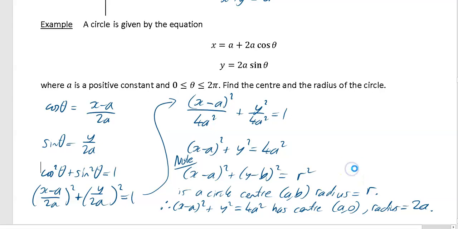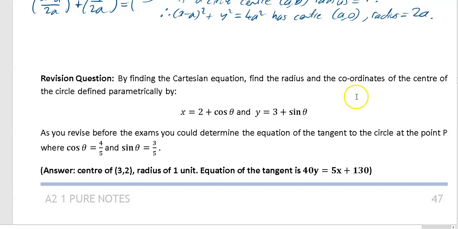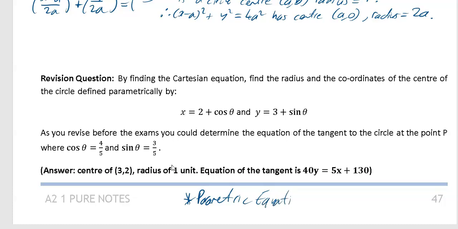Alright, you are now ready to do the last exercise. There's another wee question for you to do with a solution there as well, but you're ready to do the parametric equations. And I think it's just exercise 2.